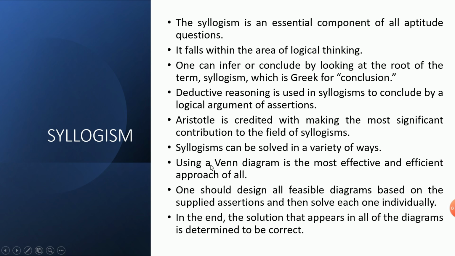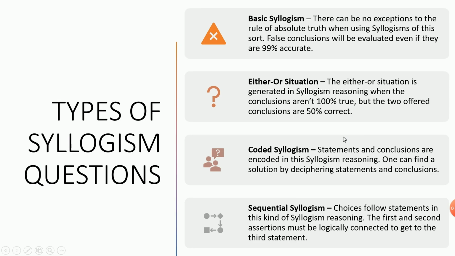So here please note that syllogism can be achieved by many processes, but using a Venn diagram is the most effective and efficient approach of all. So here this is the total process. Next is types of syllogism questions.